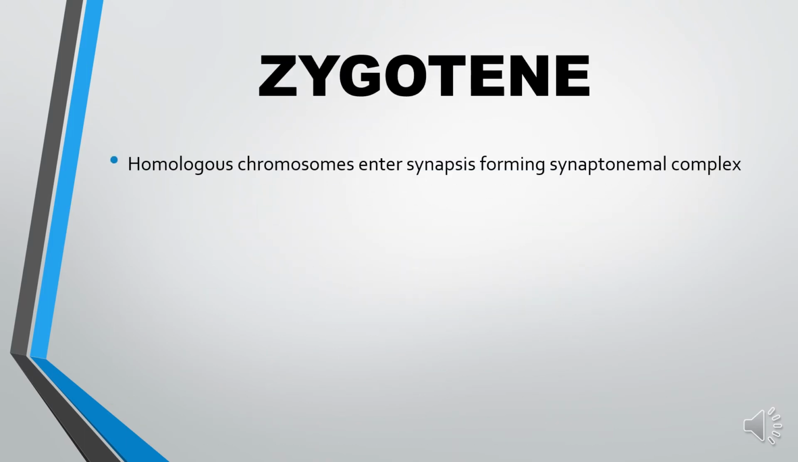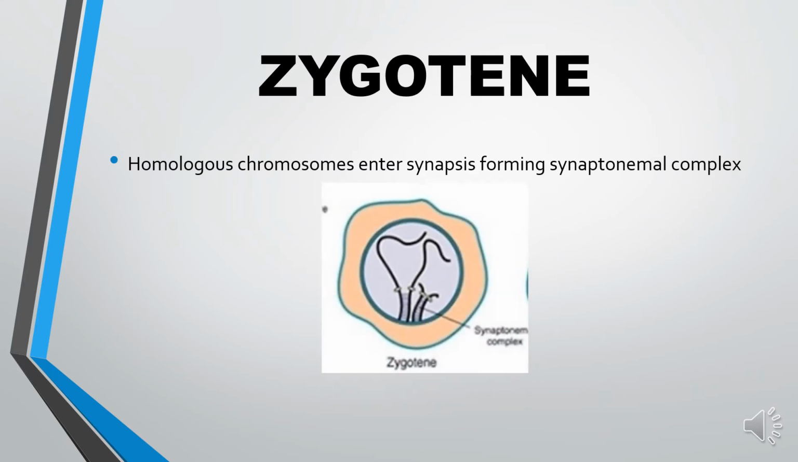Next is zygotene. So the homologous chromosomes enter synapsis, forming the synaptonemal complex. When we say synaptonemal complex, it refers to the two homologous chromosomes close together, as you can see in the picture. We have the synaptonemal complex, or the homologous chromosomes close together. So this is the zygotene.